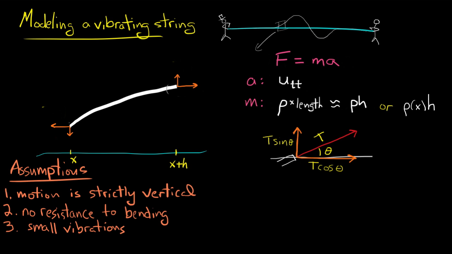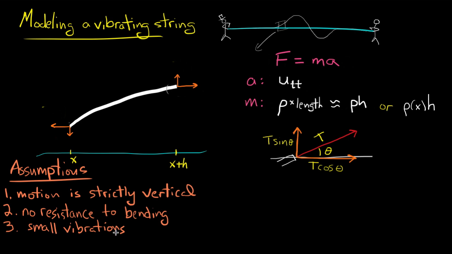Let's think carefully about this for a second. We've split the forces into components. If we look at the horizontal components only, they tug the segment of string left and right, but we've assumed that the motion is strictly vertical. So my question would be, what is it that these horizontal components are doing? And the answer is nothing. They need to be canceling one another out. They need to be of equal magnitude in opposite directions.